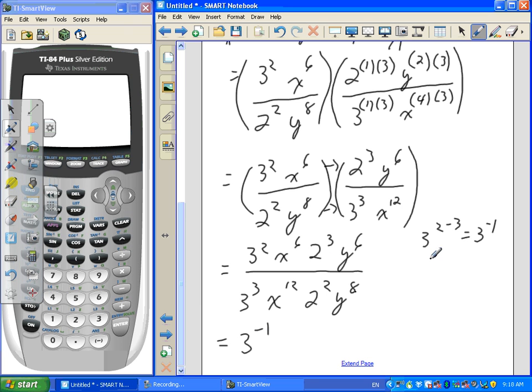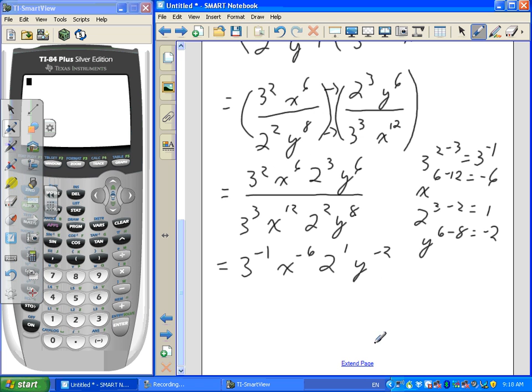Our x, 6 subtract 12 gives us negative 6. So it's x to the negative 6. Our 2 is power of 3 subtract 2 gives us just 1. So it becomes 2 to the power of 1. And finally, our y is 6 subtract 8, which is negative 2. So y to the negative 2. So technically, this is our answer here.